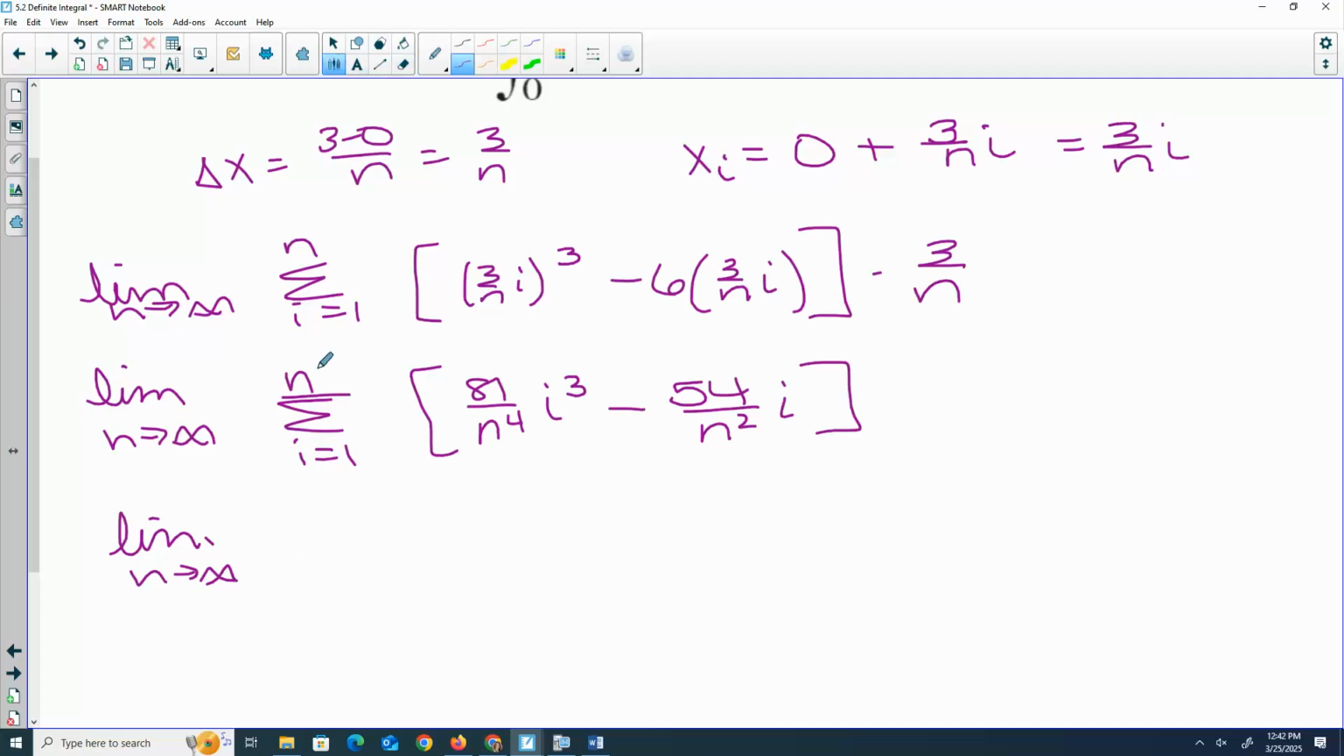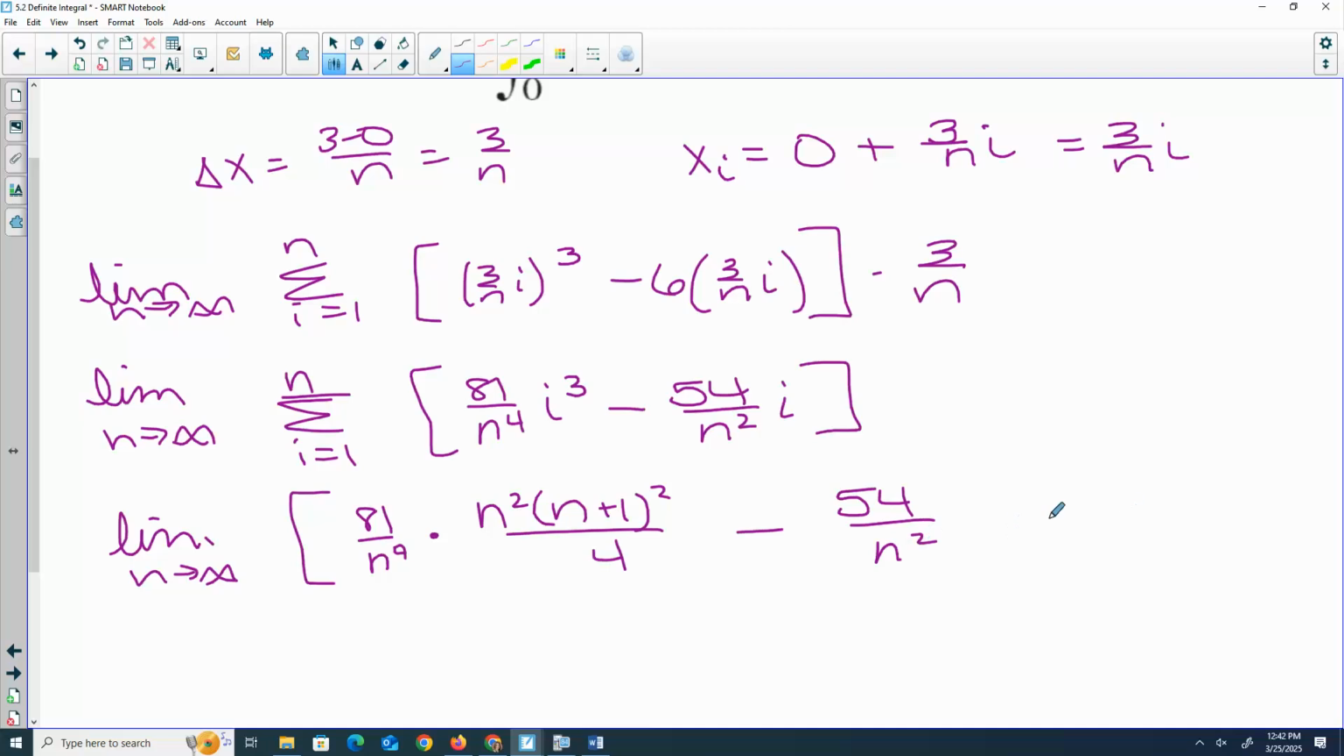Using the formulas, what happens to your summation? Keep those. 81 over n to the fourth. What's the i cubed formula? n squared times n plus 1 squared over 4. Minus 54 over n squared times the i formula, n times n plus 1 over 2.